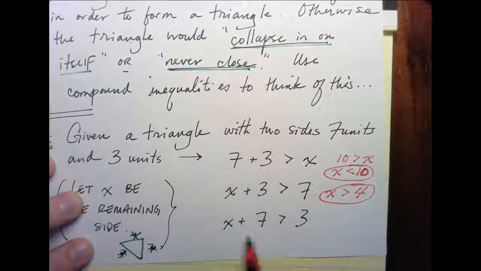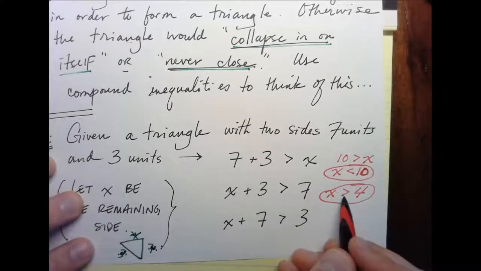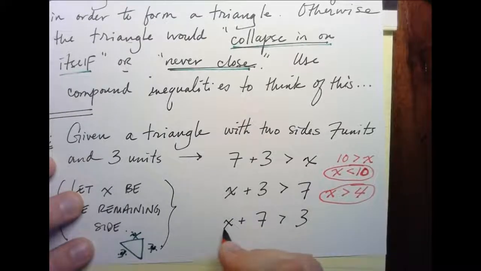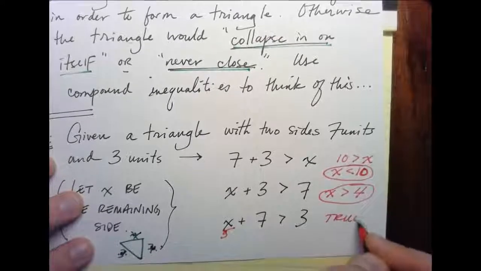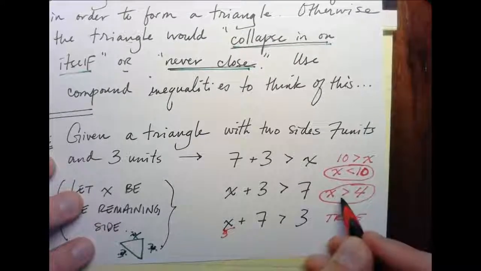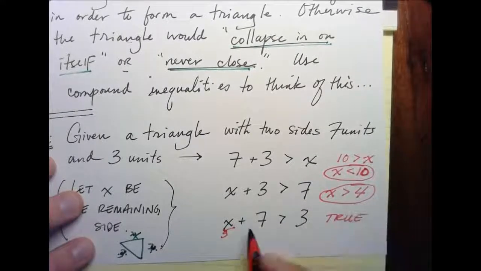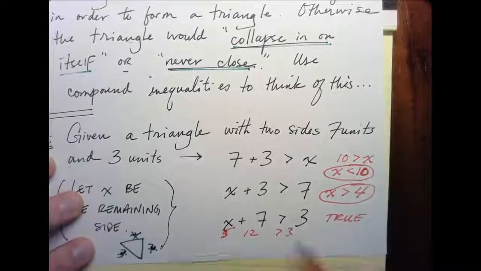And here, this is already true, because if we know x is greater than 4, then, let's say x is 5, 5 plus 7 is greater than 3. That's already true. You see what I'm saying there? Because we know x has to be greater than 4. So let's say it's 5. 5 plus 7 is 12, which is greater than 3, which is already true. So we're good on this one.